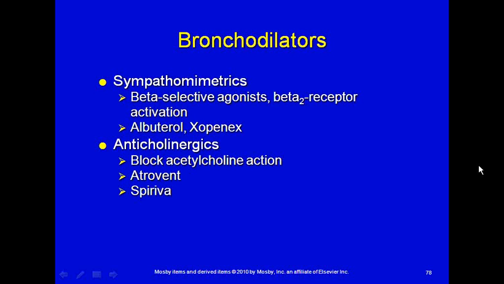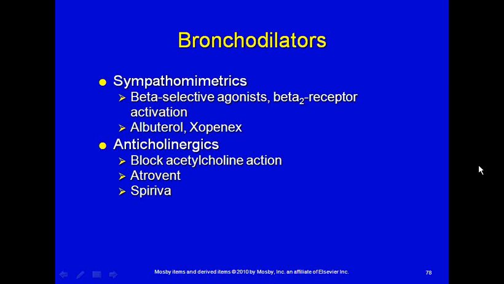Anticholinergics block acetylcholine, and acetylcholine doesn't necessarily constrict your bronchioles, but acetylcholine causes an increase of bronchial secretions. So anticholinergics in one way do dilate or do improve the lumen of your bronchioles by eliminating mucus that might be in there. And they include Atrovent and Spiriva.